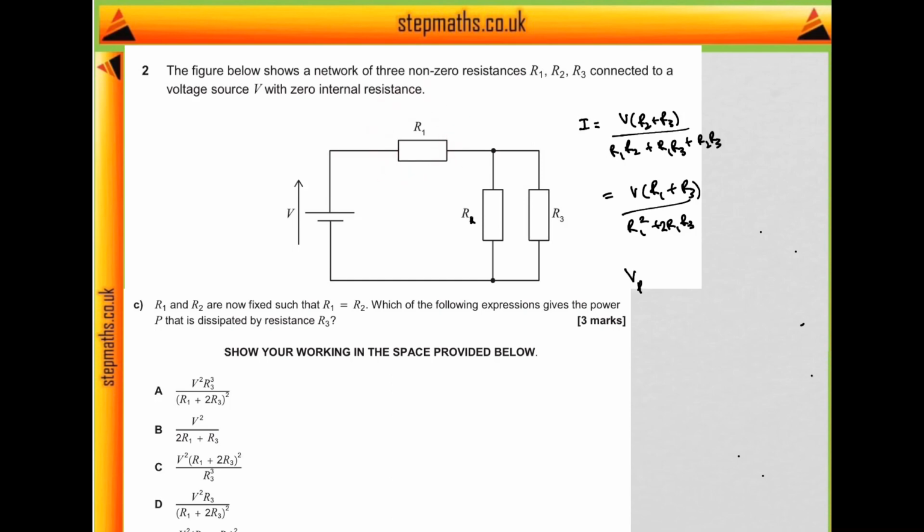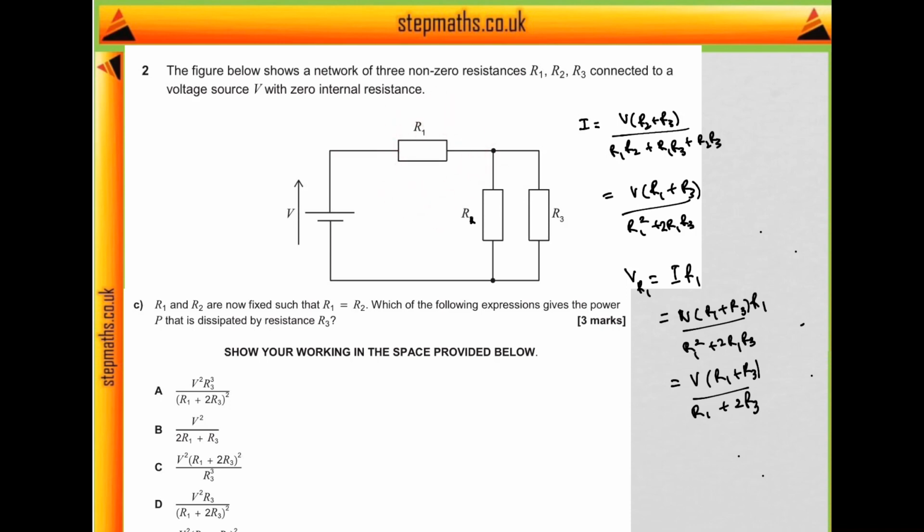So the voltage through R1 is just going to be I times R1. So this is just going to be V into (R1 + R3) divided by (R1 squared + 2R1R3), and the whole thing multiplied by R1. So we can divide through by R1. This is just V(R1 + R3) divided by (R1 + 2R3). Okay, so we now have an expression for the voltage across this resistor here.